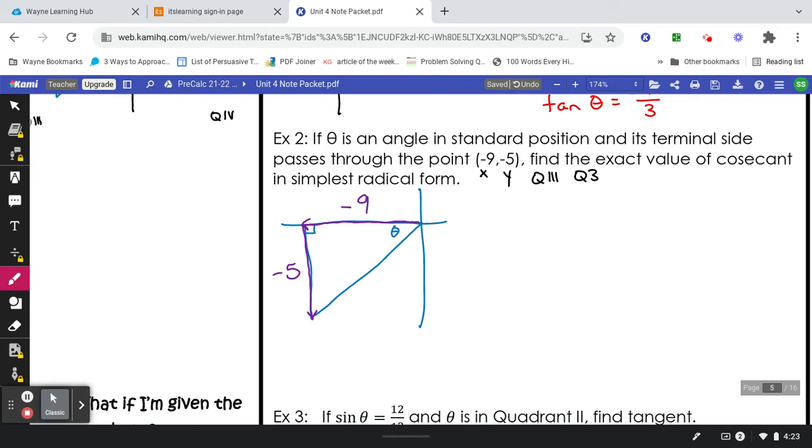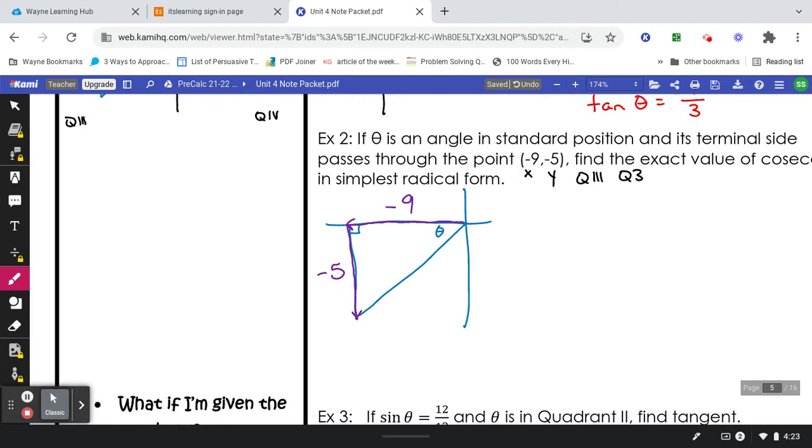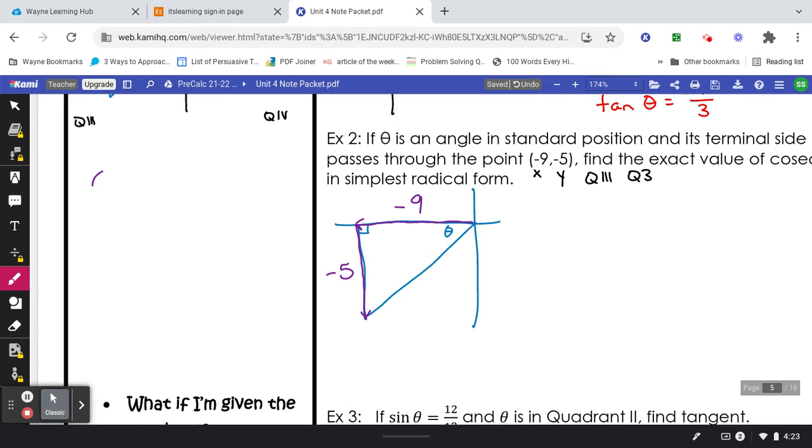We'll need to find the missing side by doing the Pythagorean theorem. I've got some space over here on the left. I'll go ahead and use this. -9 squared plus -5 squared equals c squared. Opposite, adjacent, and of course we're missing the hypotenuse again. Solve this out. Please do remember that when you square a negative number, it does become a positive.